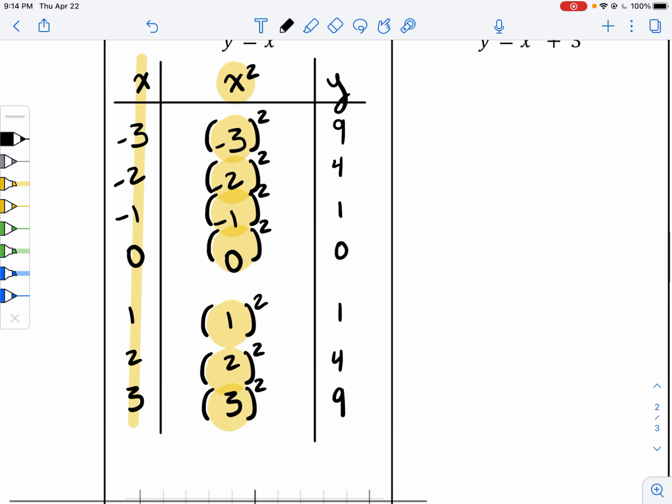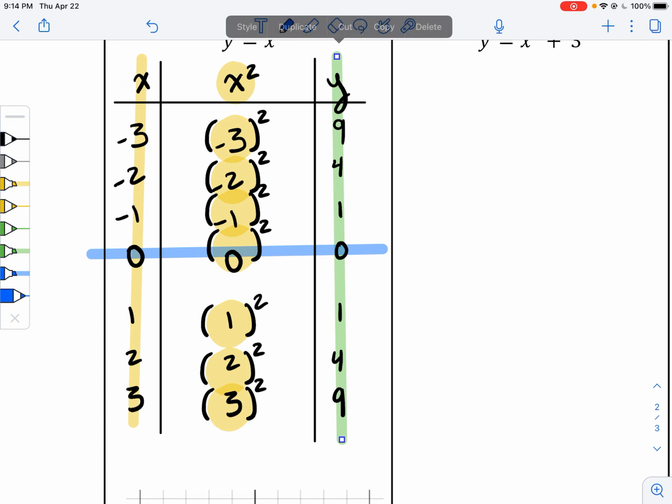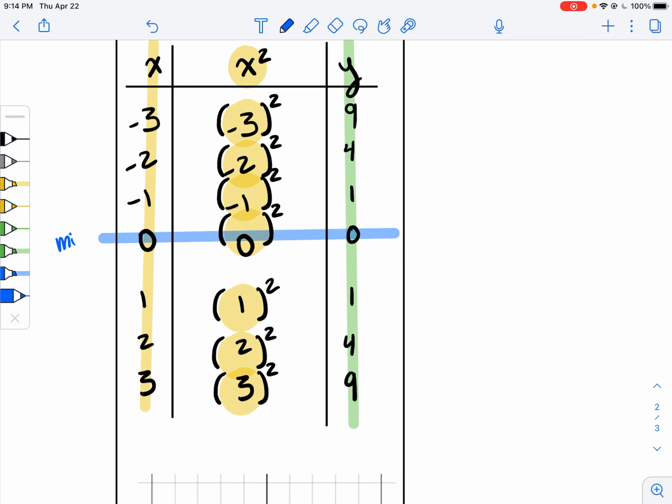Now look at our y values. What are our y values doing? Well, they start at 9 and they get smaller, smaller, smaller till they get to 0, but then they start to get bigger and bigger again. And they keep growing forever and ever. So our smallest value is here at 0, 0. So we already know that's going to be a minimum. That's going to be our vertex.